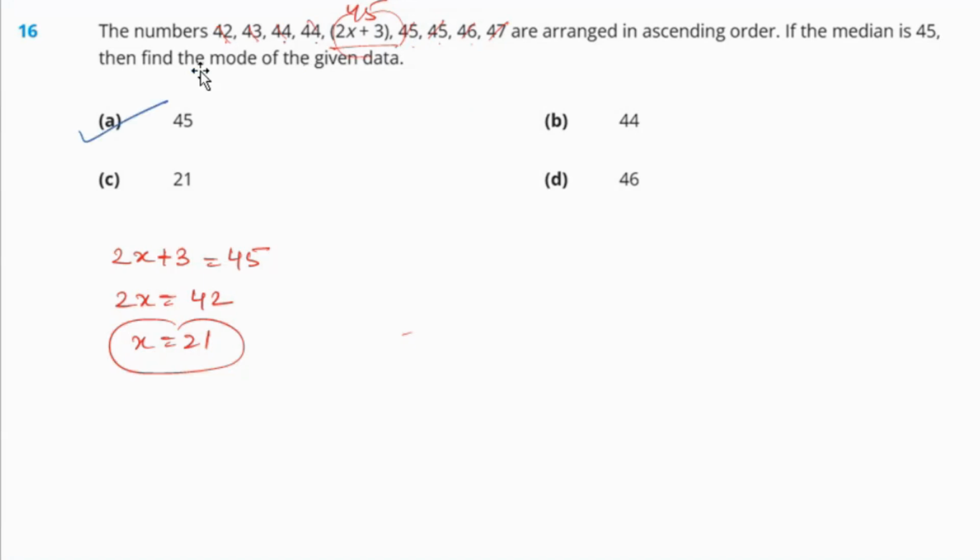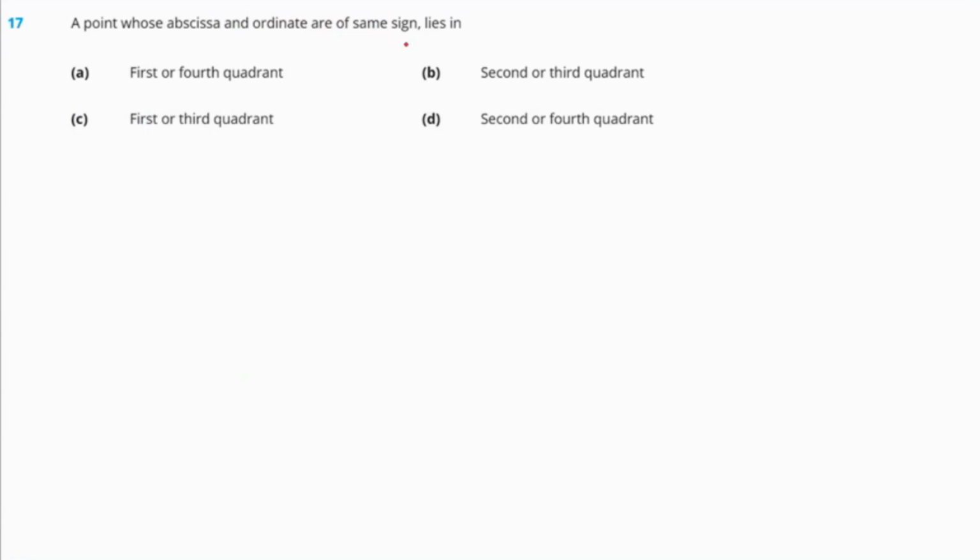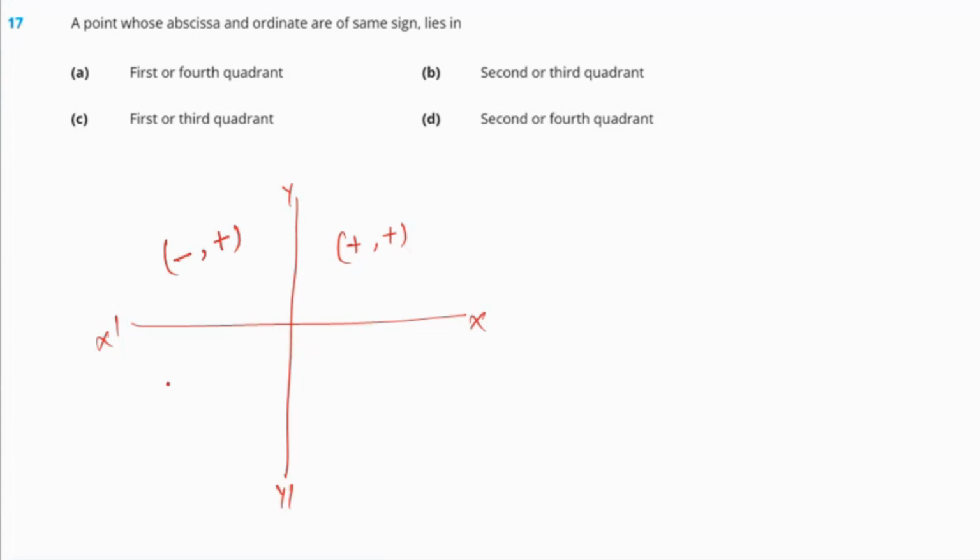Option A, 45. A point whose abscissa and ordinate are of the same sign lies in the first or fourth quadrant, second or third quadrant. Okay, see. So this is the x-axis, this is the y-axis. Here all the coordinates of x and y are positive. Here the coordinates of x are negative but y are positive. Here the coordinates of both x and y are negative. And here the coordinates of x are positive and y is negative. This is the first quadrant, this is the second quadrant, this is the third quadrant, and this is the fourth quadrant.